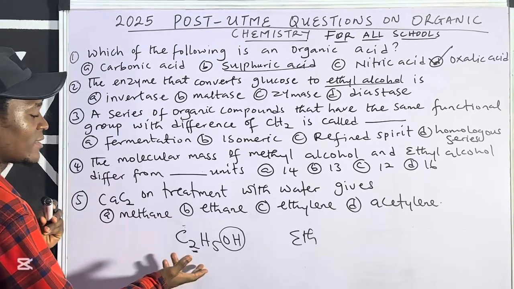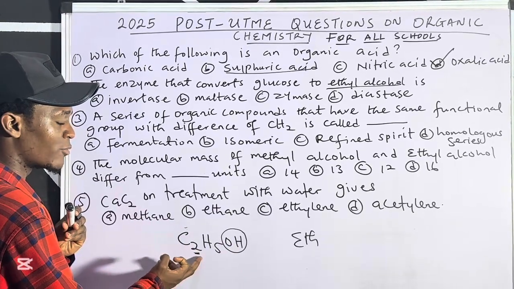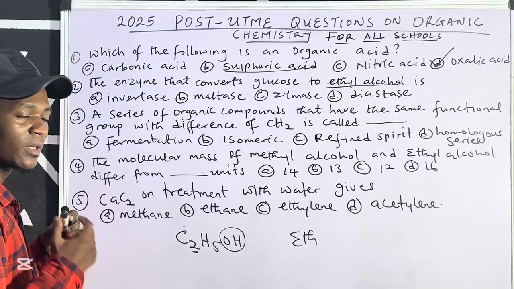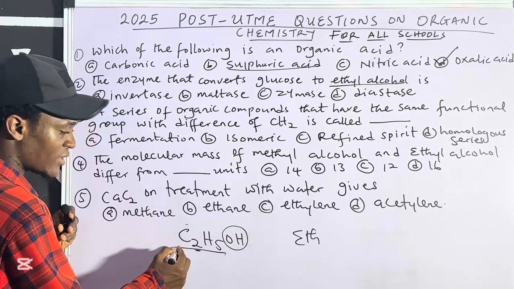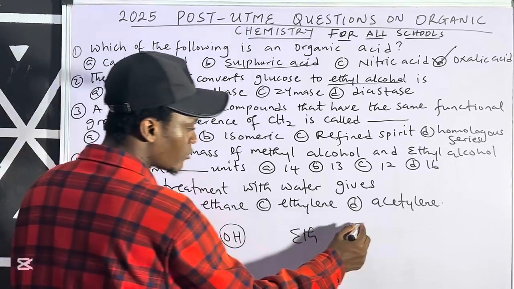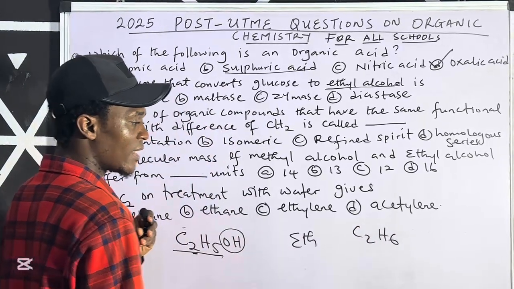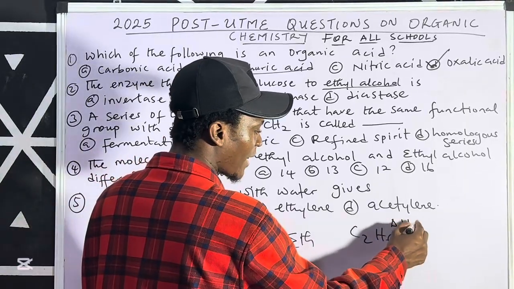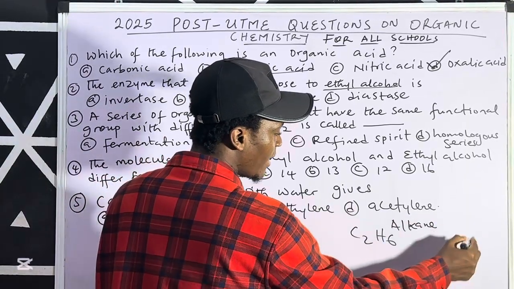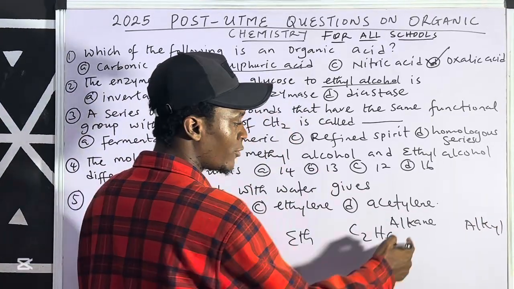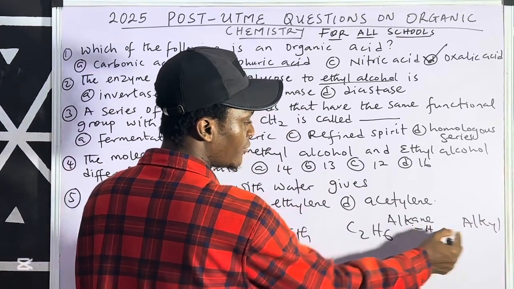So in this case, this guy contains a total of how many carbons? 2. So since it contains OH, then you call it ethanol. But if you look at this guy closely, which is C2H5, C2H6 is ethane, which is a member of the alkanes. And the alkanes, they form alkyls when they lose one atom of hydrogen. So if you remove one atom of hydrogen from alkane, you get alkyl.